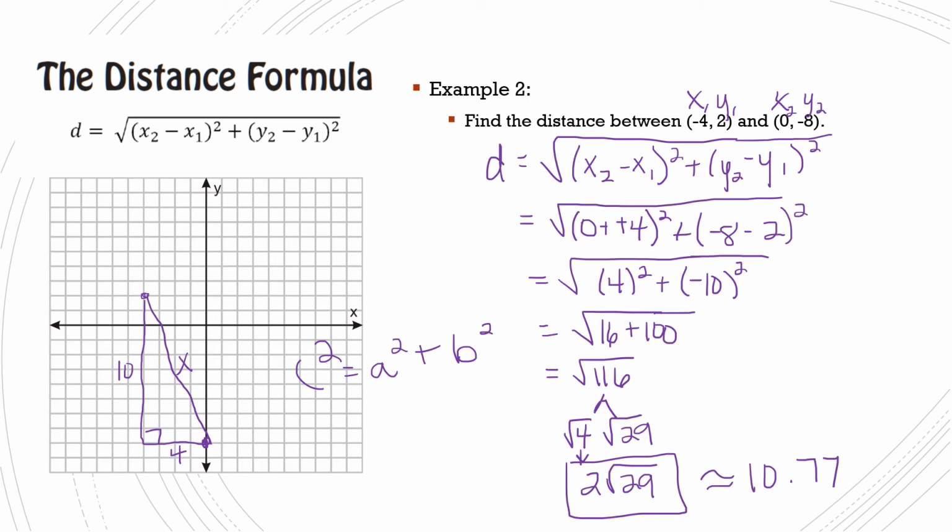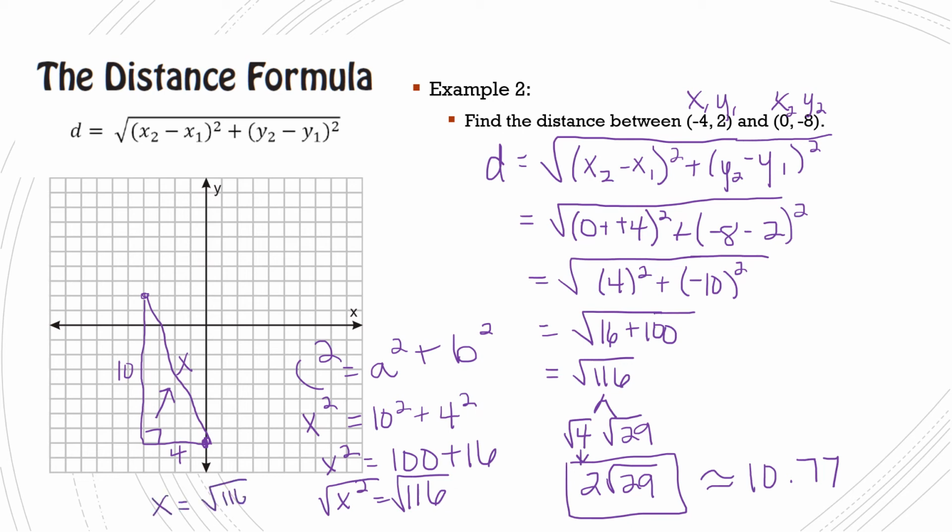C squared is always the one across from the right angle, the hypotenuse, so that's going to be x squared. A and b don't necessarily matter which one you choose first, so we'll go 10 squared plus 4 squared. So we get x squared equals 100 plus 16. X squared equals 116. Take the square root of both sides. X is going to equal the square root of 116. And we already did that hard work over here, that's going to break down into 2 square roots of 29. So either way you want to do it, using the graph or using the formula, they both should come back to the same answer.